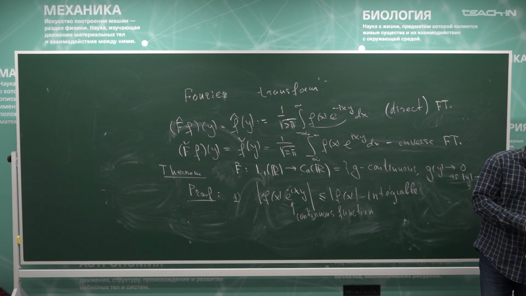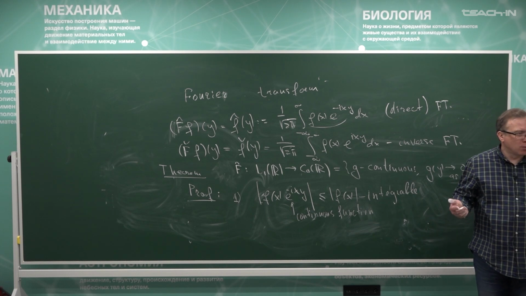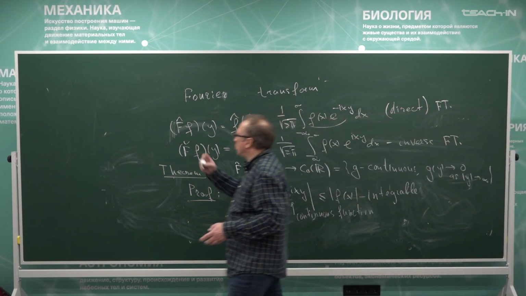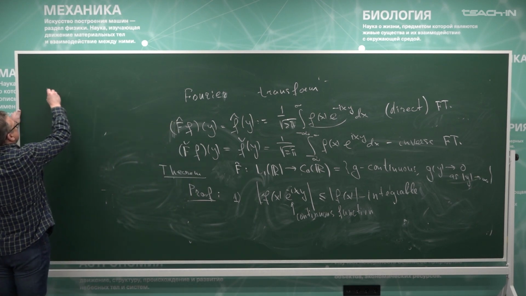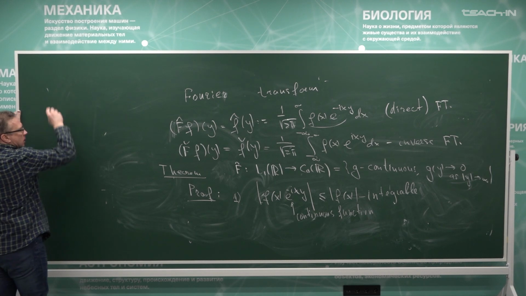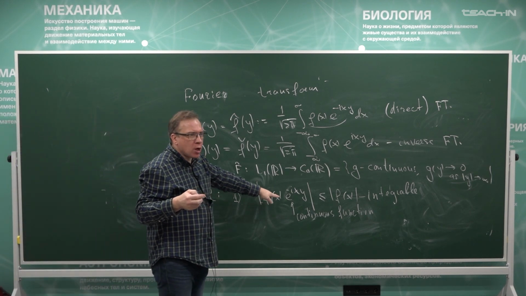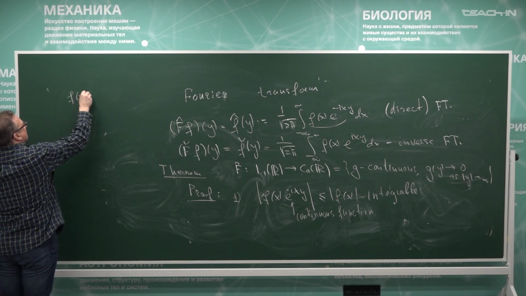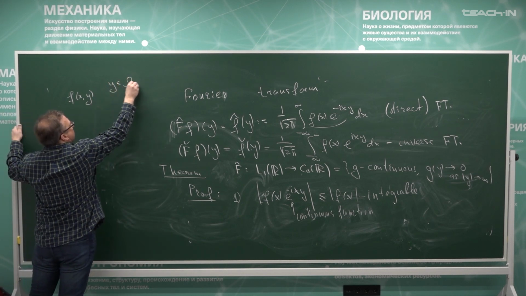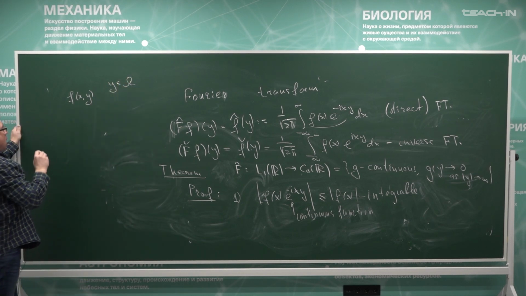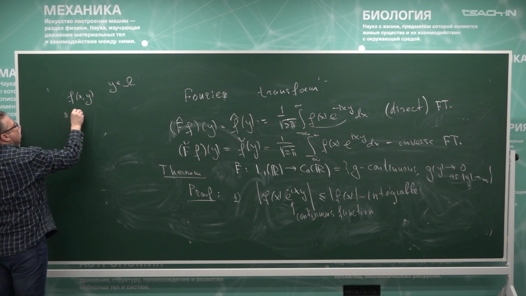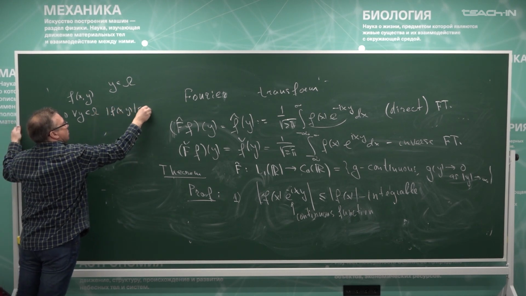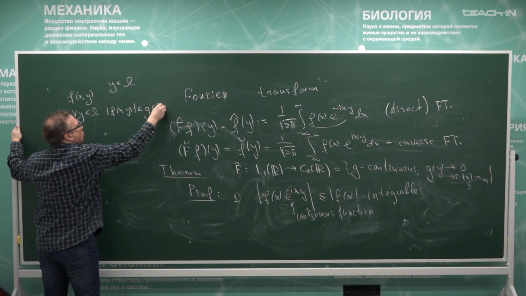I suspect that you don't know about the Lebesgue majorant theorem. No? I formulated it just for this situation. Let's say you have a function of two variables, and y belongs to some number set omega. And suppose that for any y from omega, the function is majorized by a function which is from L1.